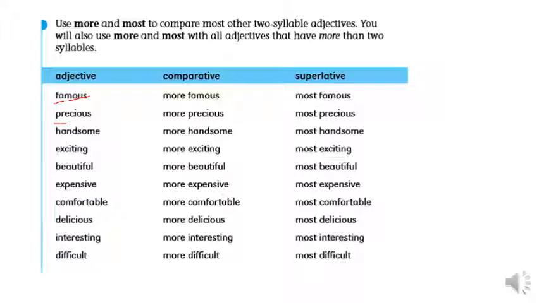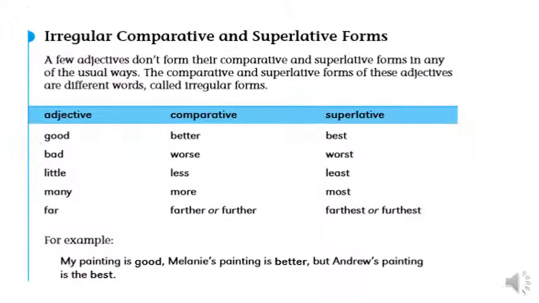هيدا what do I mean by syllable. These words that have 2 or more syllables or 2 or more sounds, or the word can be divided into 2 or more parts, then you have to use more in the comparative and most in the superlative. يعني I can say, for example, this singer is more famous than the other one. This singer is the most famous singer in Lebanon. Okay, this is the way you compare.